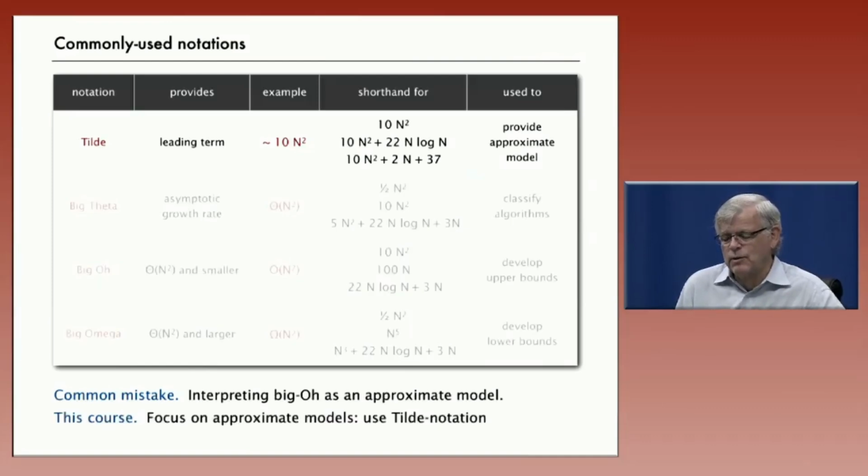So in this course, we're going to focus on approximate models by making sure that we use the tilde notation. And we'll try to give specific results for certain quantities of interest, and any unspecified constant in the running time will have to do with properties of the machine and the system, so that we'll be able to use these results to predict performance and to compare algorithms.